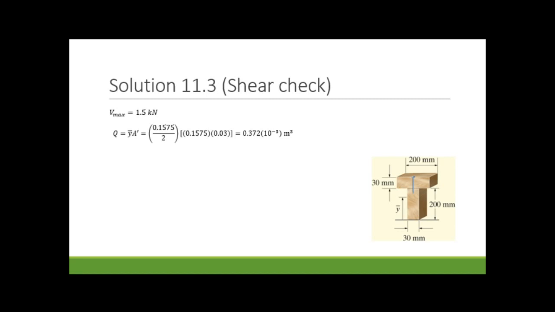The Q at the centroid is much more critical, therefore we calculate Q there. We can use both this and this one, it doesn't matter. Do you remember, Q is the Y times A prime. A prime is the area of this part. What about the area of this one? We already know the length and width, and therefore we obtain the Q value.